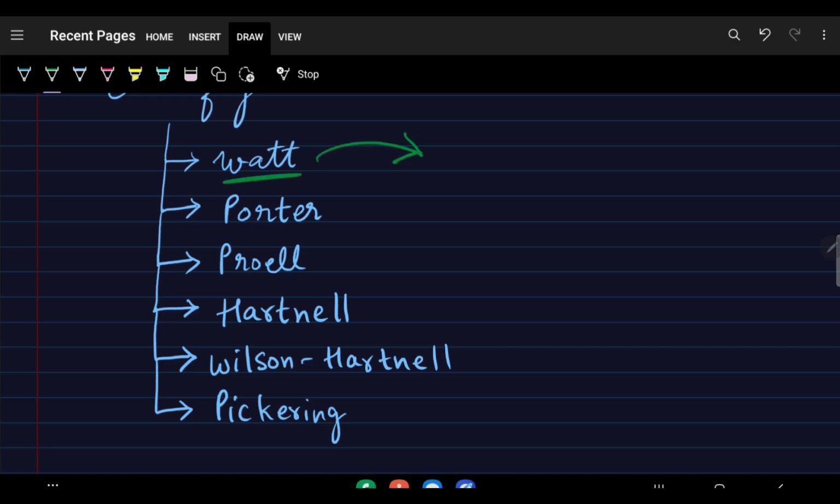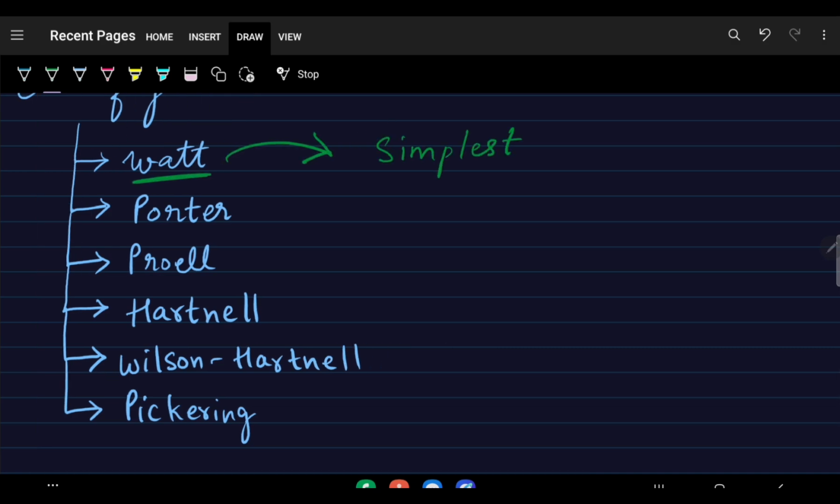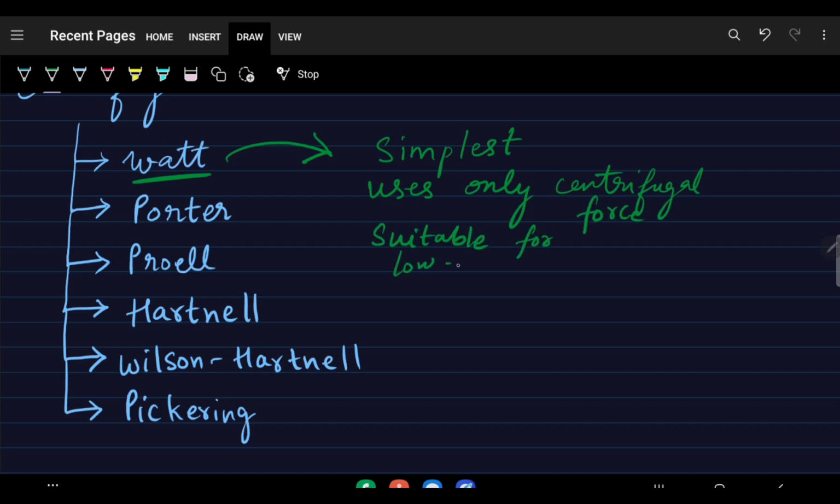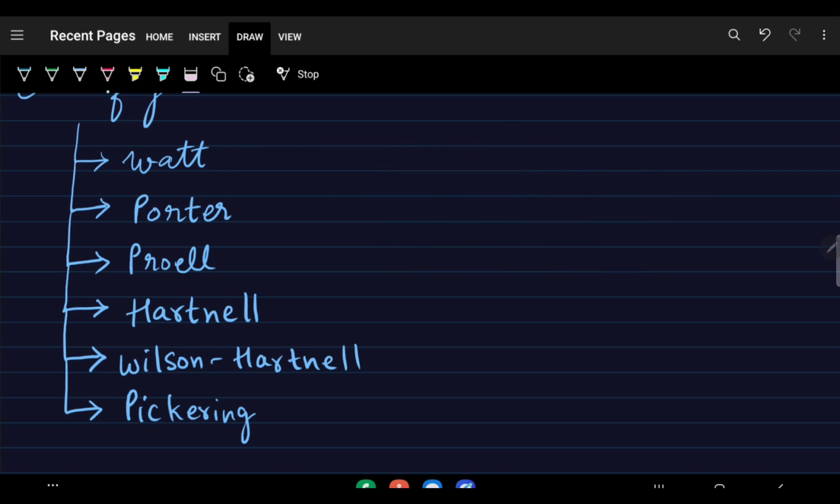First of all, the Watt governor is the simplest form of a governor, and it only uses centrifugal force. It is suitable for low speed engines. These are the three significant points you need to remember for the Watt governor.